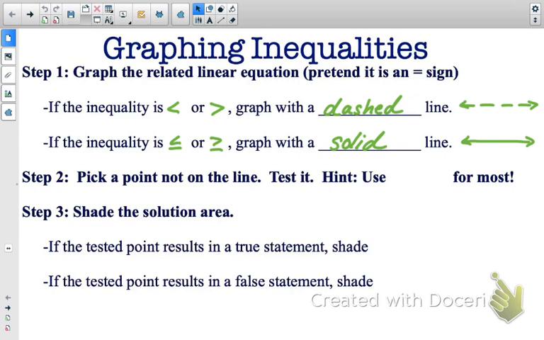Our second step is to pick a point that's not on the line we graphed and test it for true or false. So I always say use 0, 0 unless that's on your line. And our next step would be to shade the solution area.